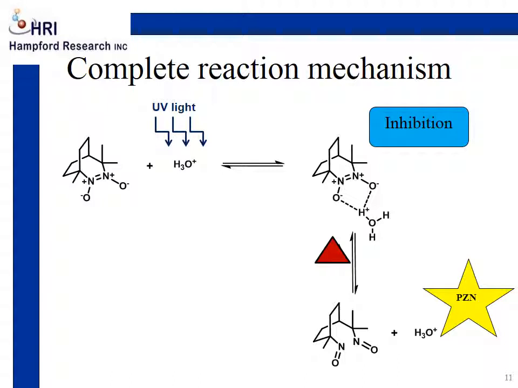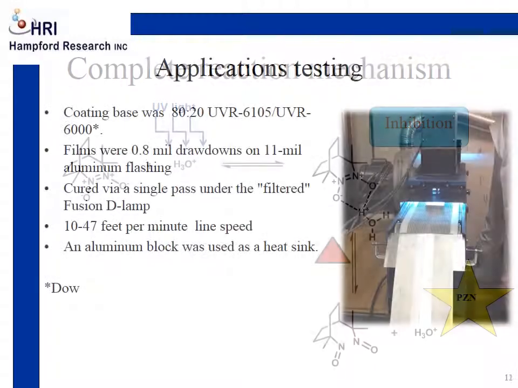When exposed to UV light, the PAG releases a free acid. This in turn gets complexed by the azo dioxide, preventing polymerization. This is the inhibition step. When exposed to high heat, the azo dioxide releases the free acid, allowing polymerization to occur, and this is the thermal reversibility that we talked about.